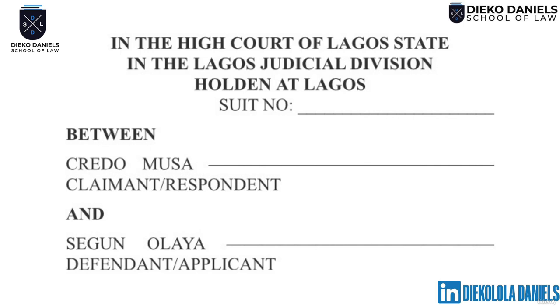You can see the heading of the court, there's basically no difference. The suit number, no difference. The parties, no difference. Right? It's basically claimant/respondent, then defendant/applicant, but there's one more difference. For a motion on notice, applicant/objector. But for a motion on notice, it is defendant/applicant. But when we are talking about notice of preliminary objection, it's defendant/applicant/objector. So we have three things for notice of preliminary objection. We have two things for a motion on notice challenging the jurisdiction of the court.